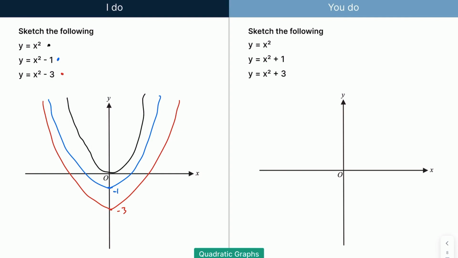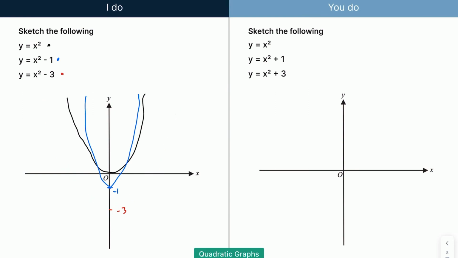And in fact, it shouldn't really be wider. Let me just draw that a little bit more correctly. It's the exact same thing. That's basically just been moved down. So I shouldn't be drawing that wide. I should be drawing it like that, it'll go through there like that and that. So it's the same graph. You're just moving it down.